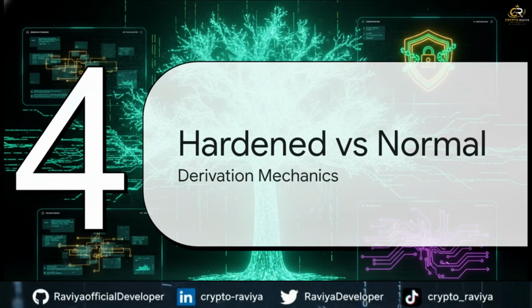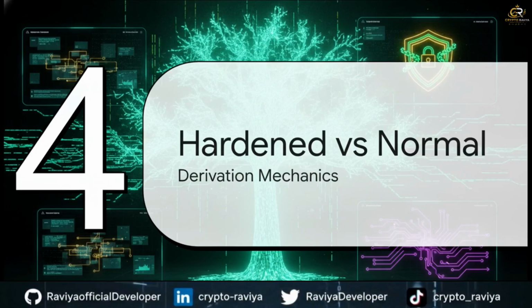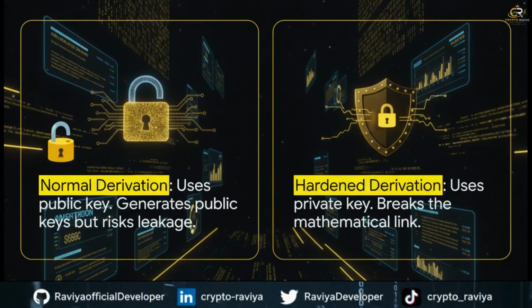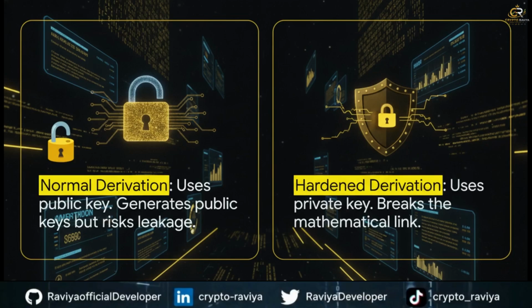Next up, Section 4, hardened versus normal derivation. Now that we have this master key, how do those branches actually grow? Well, we need to dive into the mechanics of derivation.